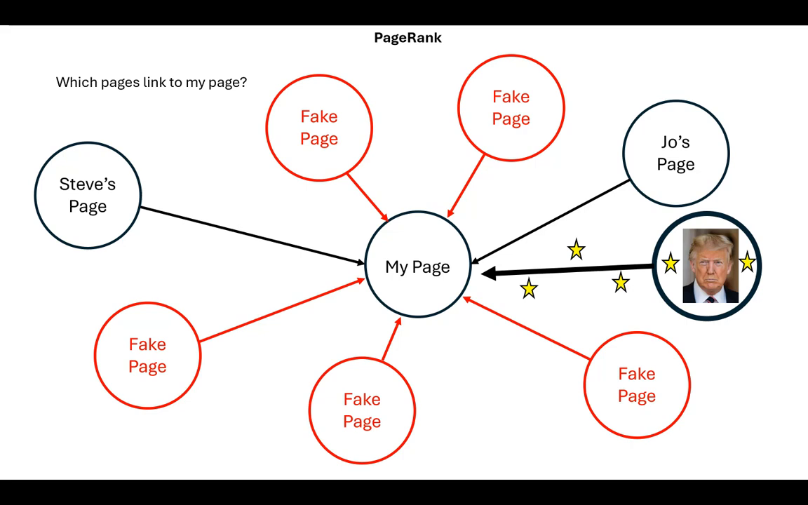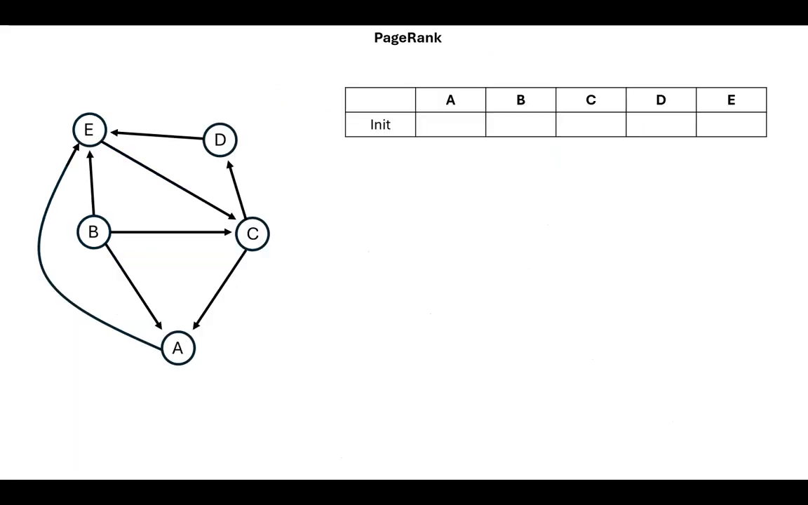This creates a problem though. How do I know which pages are popular in the first place? I'll talk through how PageRank solves this. We consider here a network of 5 pages, with arrows indicating, for example, that A has a link to E, B has a link to C, and so on.